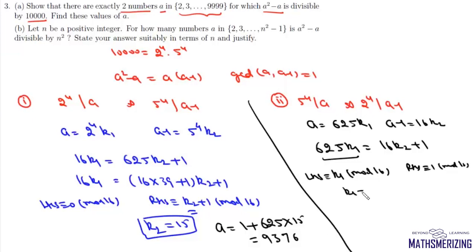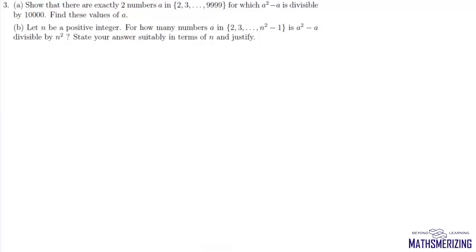That means the value of k1 should be 1. And if we put k1 as 1, the value of a will be 625. So there are two possible values of a: one of them is 9376 and the other one is 625. And the second part says, let n be a positive integer.